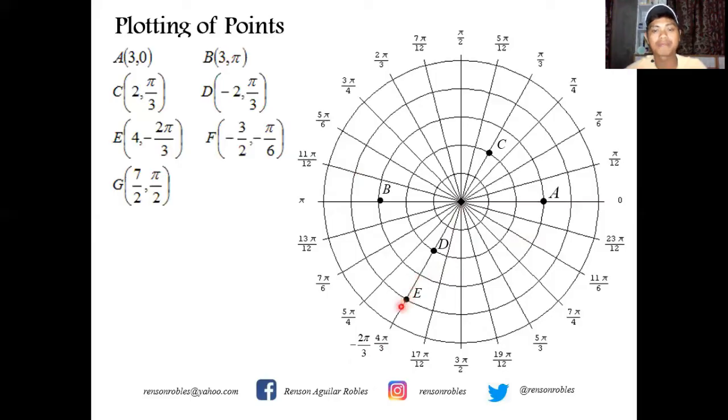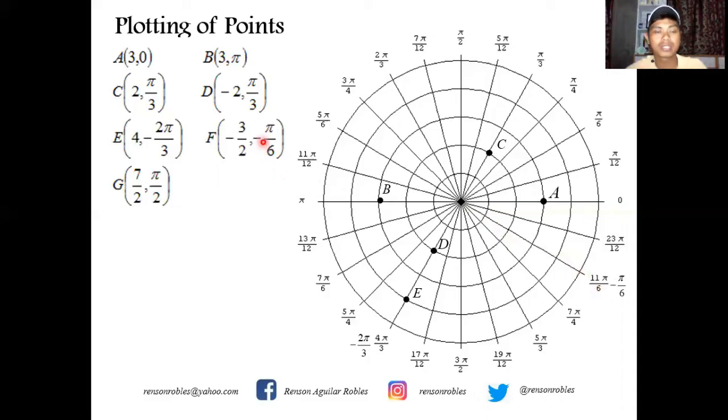So this is where you can find your point E. For point F, both are negative: negative 3 halves, negative pi over 6. Again, this is negative pi over 6. You look for pi over 6, and you reflect it over this line. So you will have a reflection here. 11 pi over 6 is your negative pi over 6.